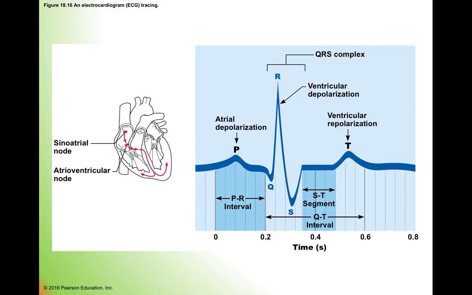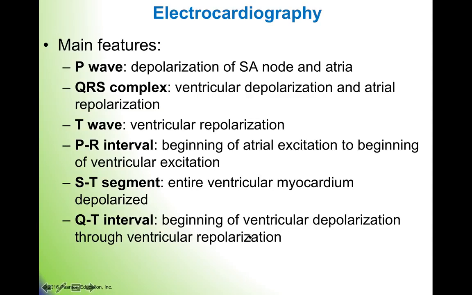The last part that you have is the area that starts from the QRS complex and ends with the T wave, which is known as the QT interval. This represents the ventricular depolarization all the way to when your ventricle is fully repolarized, which makes sense because this is depolarization, this is repolarization of the ventricle. So again, QT interval is representative of ventricular depolarization all the way through ventricular repolarization.